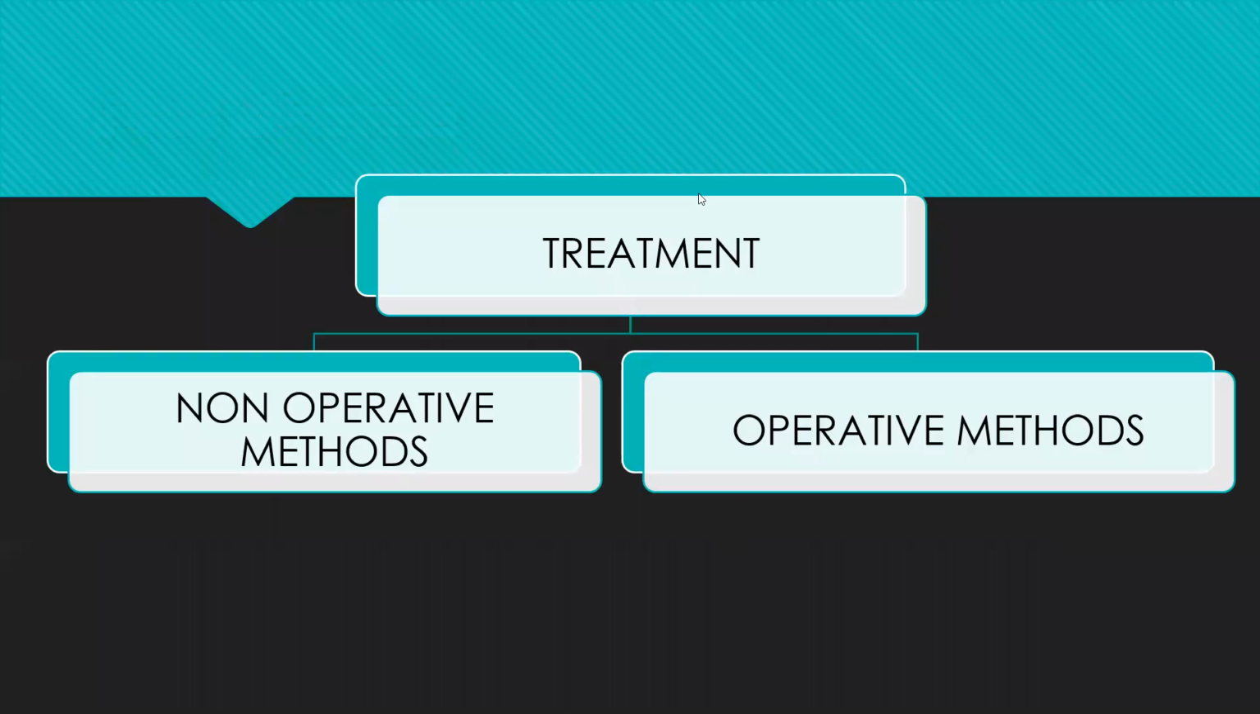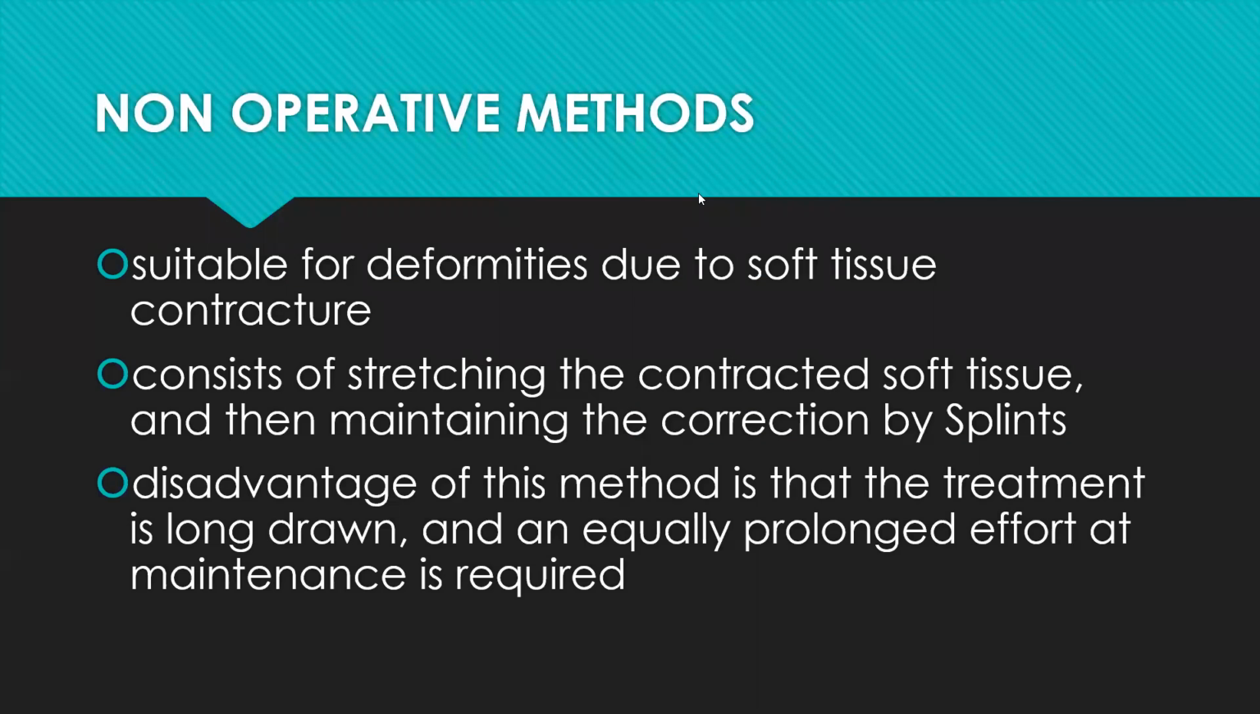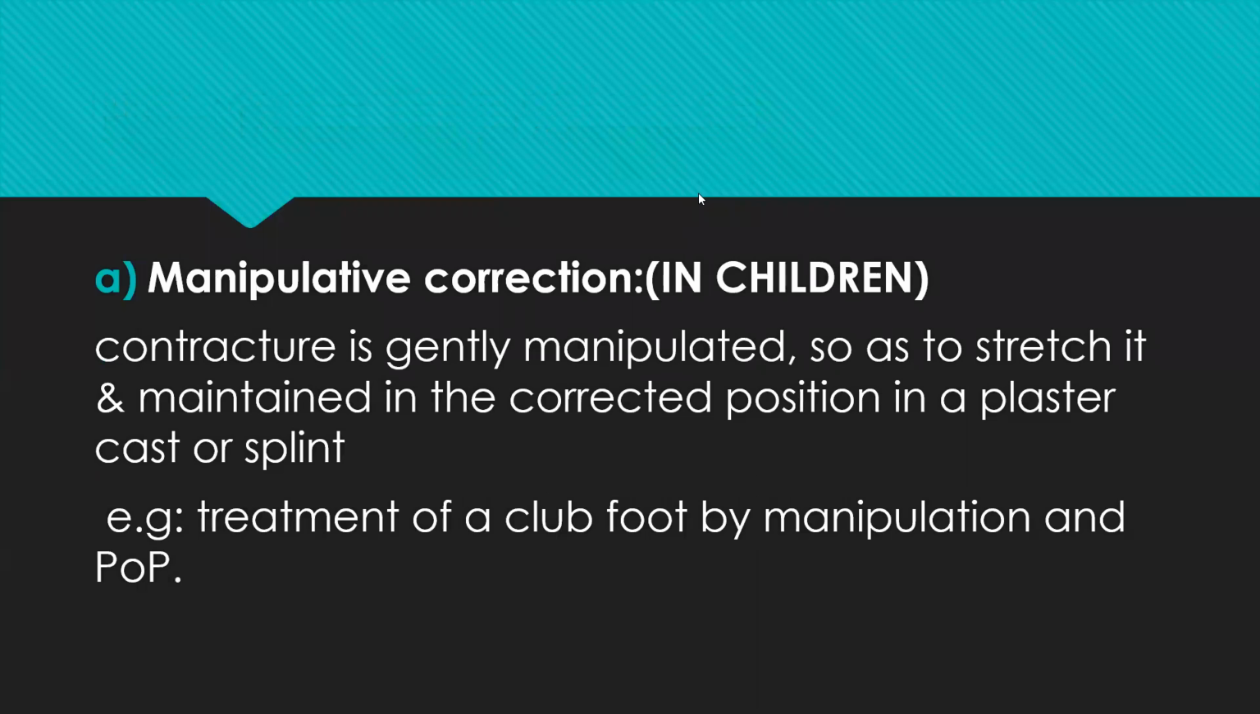Coming to the treatment options available in general for most of the deformities, it can be either non-operative or operative. Non-operative methods are usually suitable for soft tissue contractures, which consists of gentle stretching of the soft tissues and then maintaining the correction by splints. These include manipulative correction. These soft tissue corrections are mostly in children. Just for mention, we are telling it here.